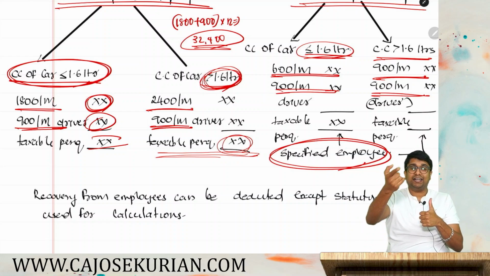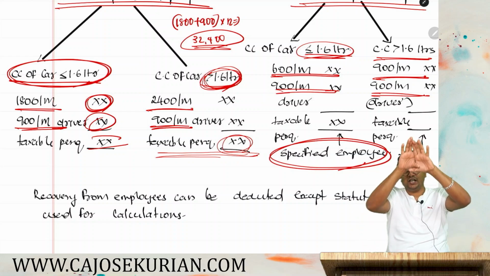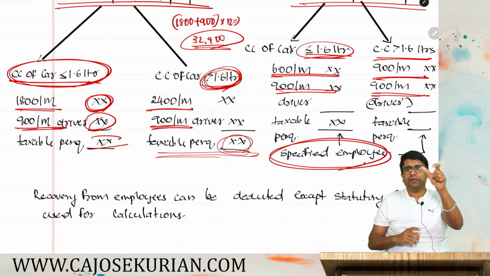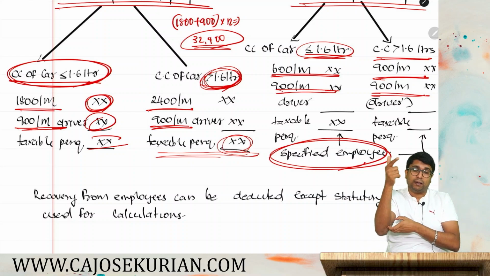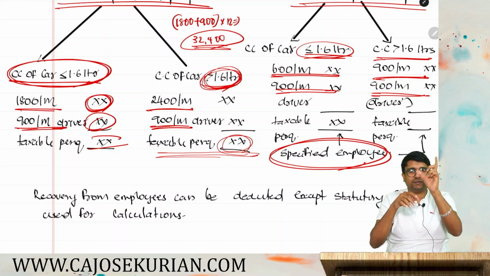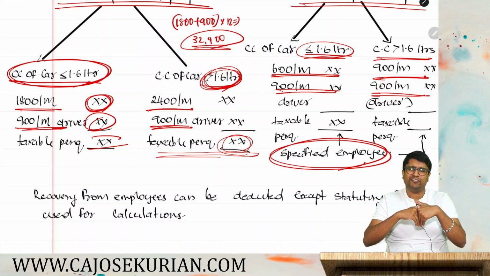Personal purpose, running and maintenance charges. Official as well as personal purpose, note down the running and maintenance charges. Cubic capacity more than 1.6, you deduct 1000, 2400. Driver is there, additional 900 you deduct from the running and maintenance. Remaining shall be the taxable value of perk.